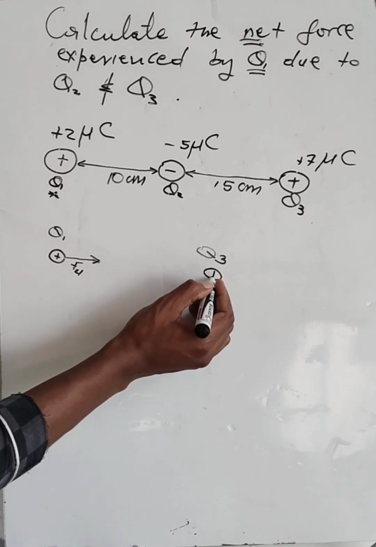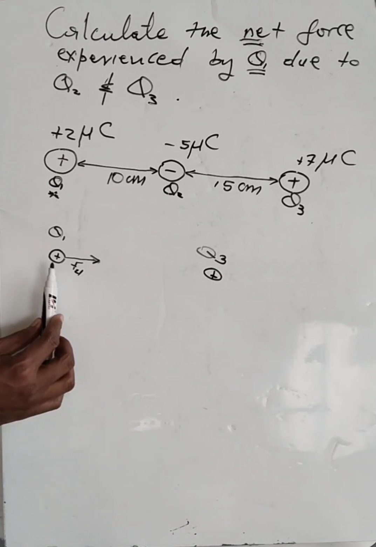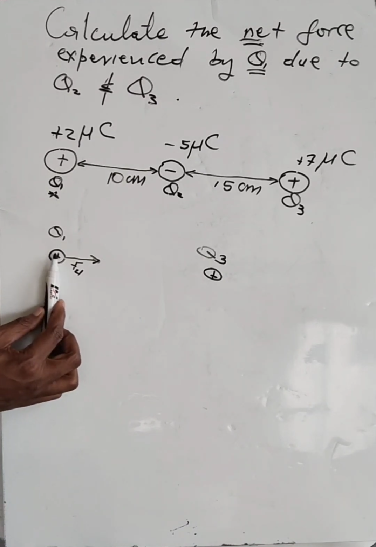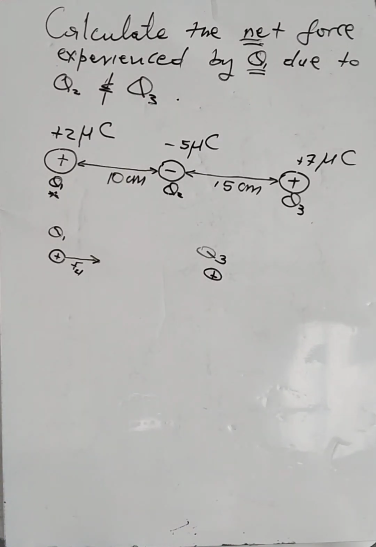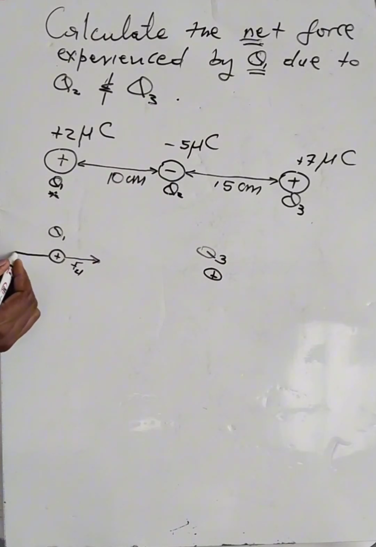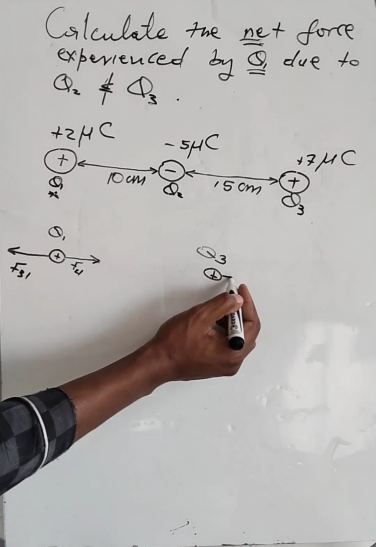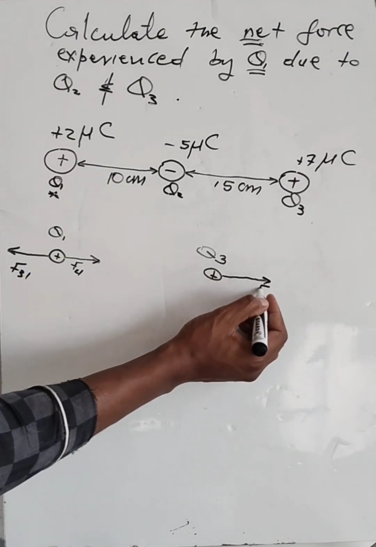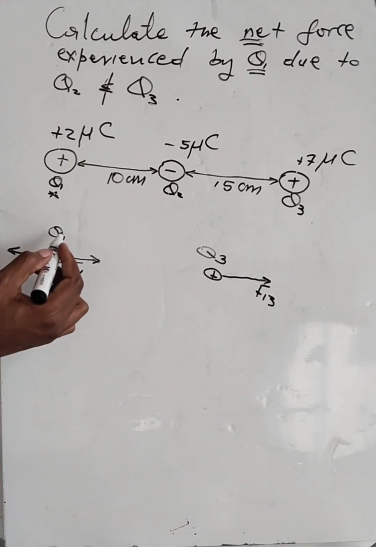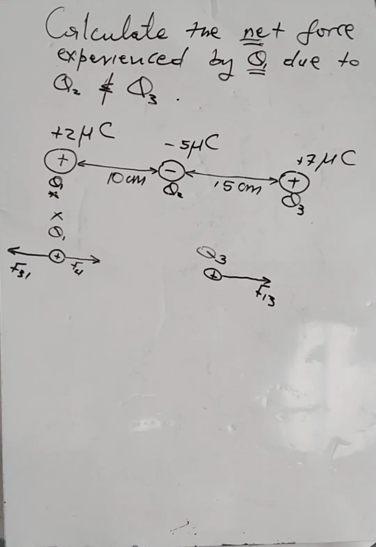Q3 is positive. What type of force between Q1 and Q3? Since both are positive, we have a repulsive force, which means this one will push this one in this direction. This is the force exerted by Q3 on 1. But this one will move in that direction. This is the force exerted by Q1 on Q3. All right? But we are interested in Q1, not Q3.